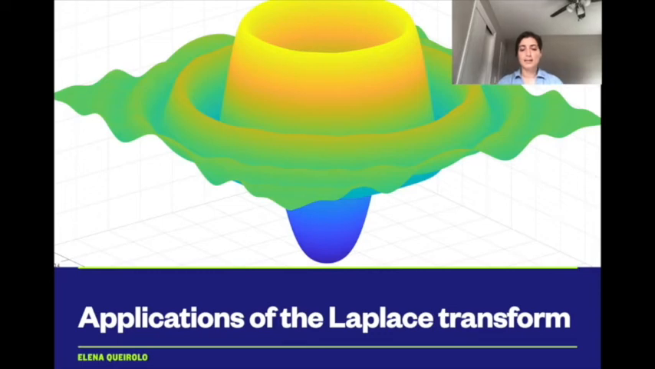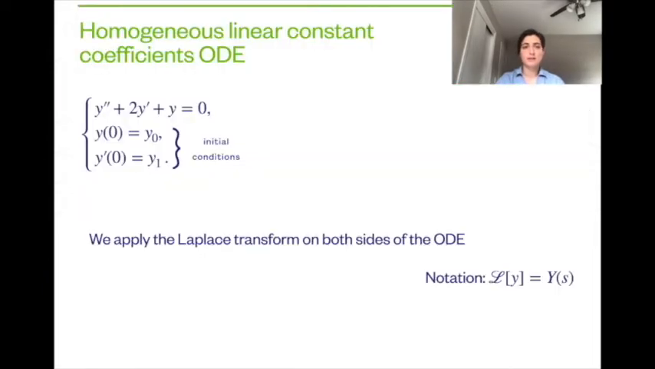So now that we have the Laplace transform and inverse Laplace transform, we can jump between these two spaces. Let's look at the applications in which we're interested. Let's look at something that we have seen a bunch of times already, but it's our base case: homogeneous linear constant coefficient ODEs. So this is a second order.